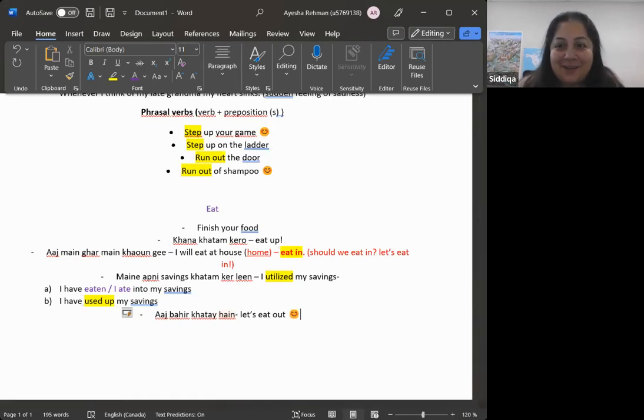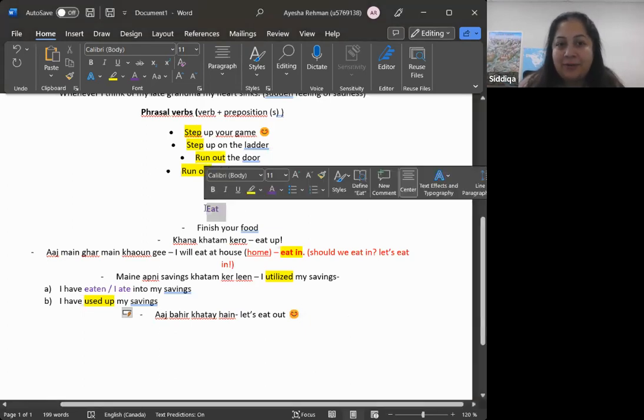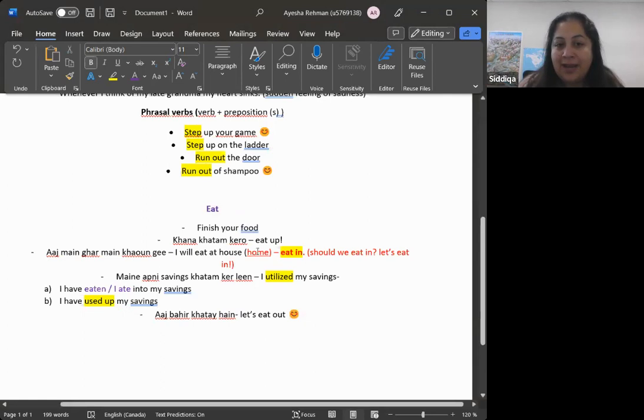Let's eat out. I think you both used that one, huh? Yeah, that one came fast. Let's eat out. It's not about sitting and having a picnic outside. It's about eating out at a restaurant, not ghar ka khana. So you see, just from the verb eat, we have other verbs which don't necessarily have to do with eating, such as eat into something, which has nothing to do with actually digesting anything.